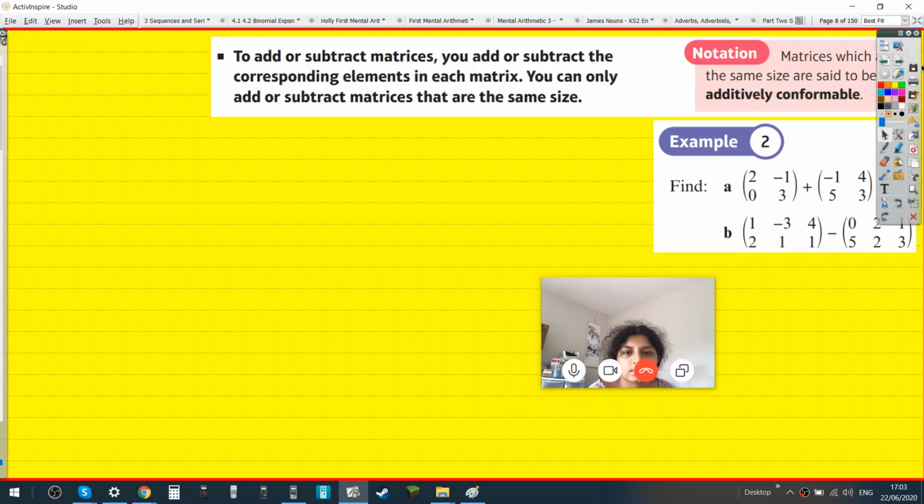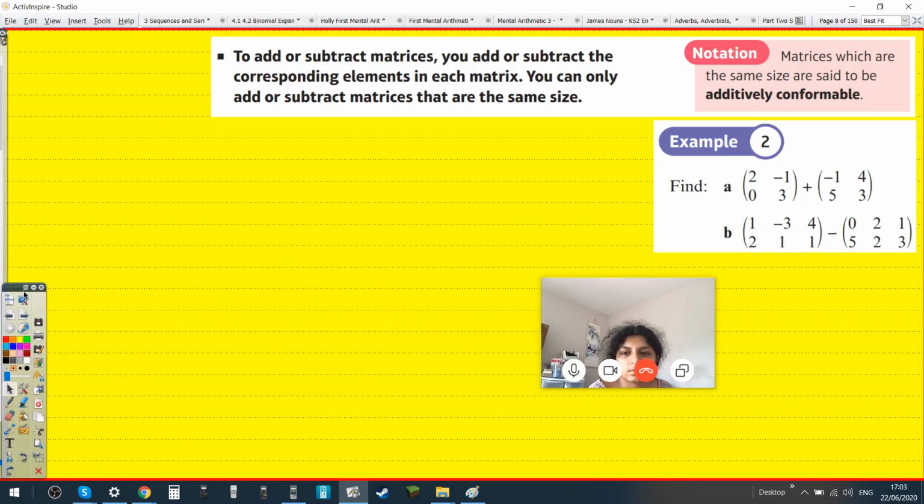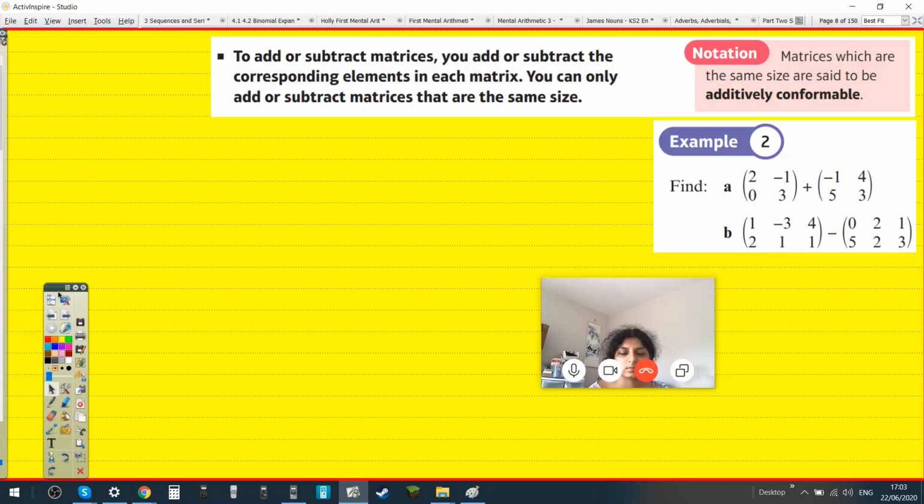Let's see. I'll move this thing. To add or subtract matrices, you just add or subtract each number in the corresponding position in the matrix. So the two matrices have to be the same size. You can also do these in the calculator.